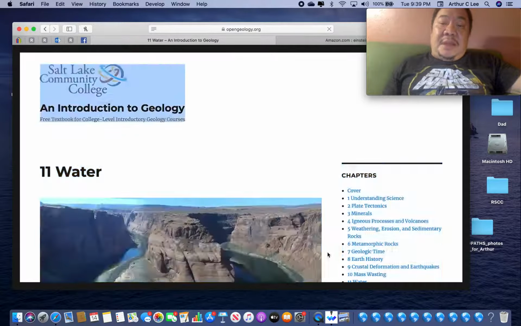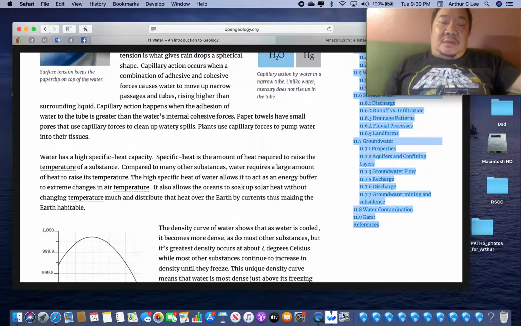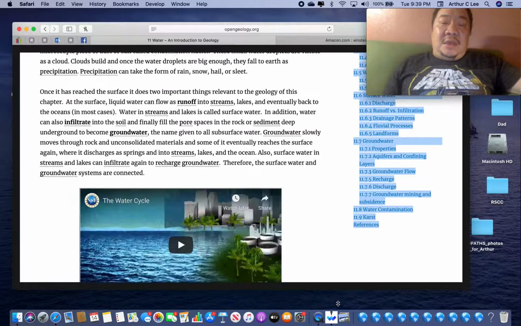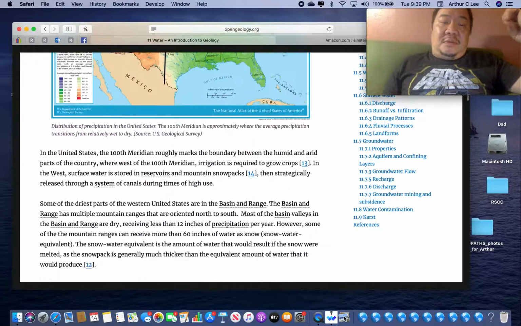So we got bed load. Suspended load is the finer grain stuff that is carried downstream, but it doesn't touch bottom. It doesn't touch the bottom of the river channel.